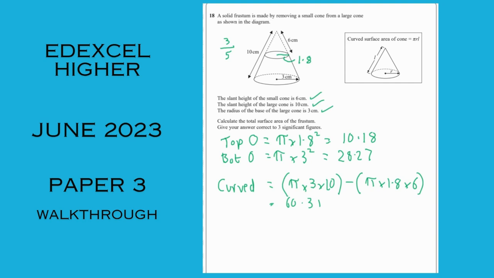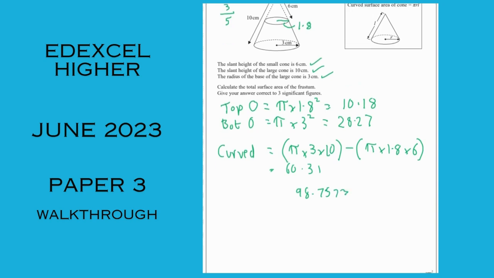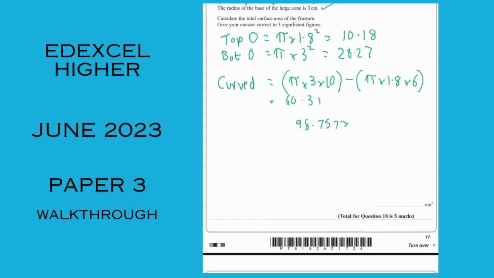Add all these together, 60.31 plus 28.27 plus 10.18, and I'm getting 98.7572, etc. 3 sig figs, 98.8 centimetres squared.